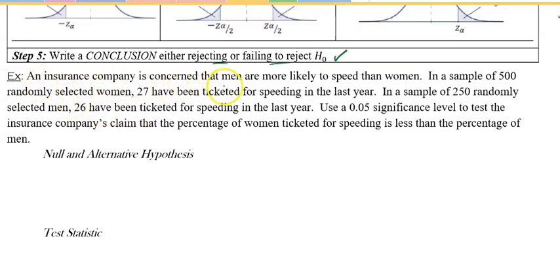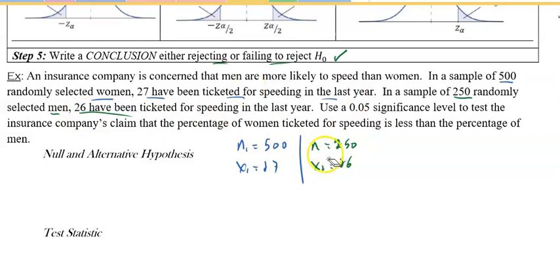An insurance company is concerned that men are more likely to speed than women. In a sample of 500 women, so N1 stands for women, that's 500 of them, 27 have been ticketed for speeding the last year. So P1 hat is 27. I'm sorry, X1 is 27. Versus, in a sample of 250 randomly selected men, 26 of them have been ticketed.